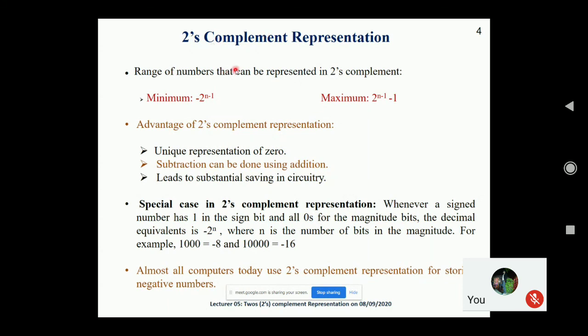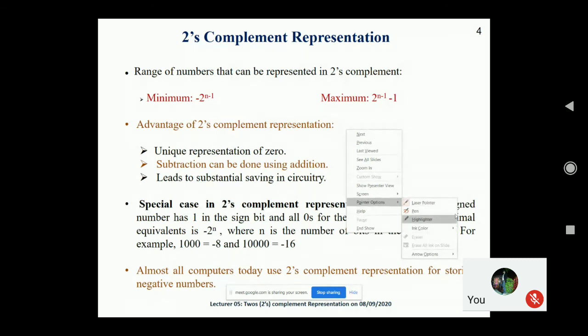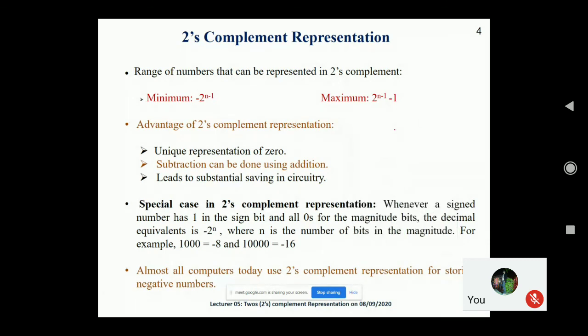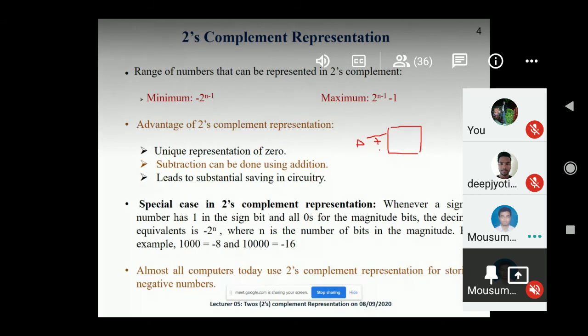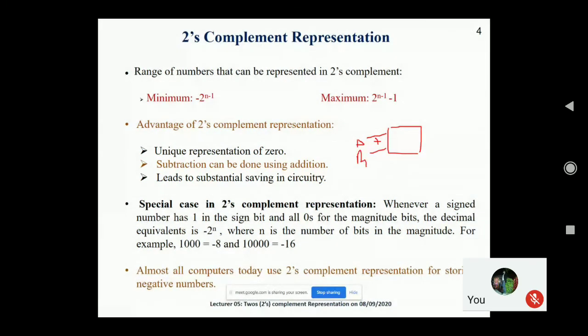So complementary representation is very, very essential in digital circuits. For point number 2, this point is satisfied. Obviously this leads to substantial saving in the circuit. Suppose this is the particular circuit, a black box, and we are interested in adding A plus B, and some particular output comes, called C.